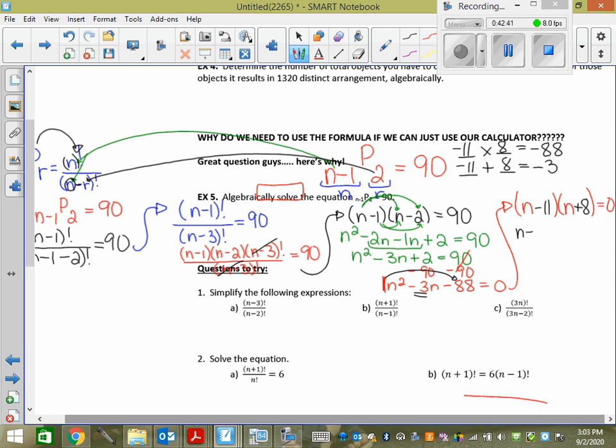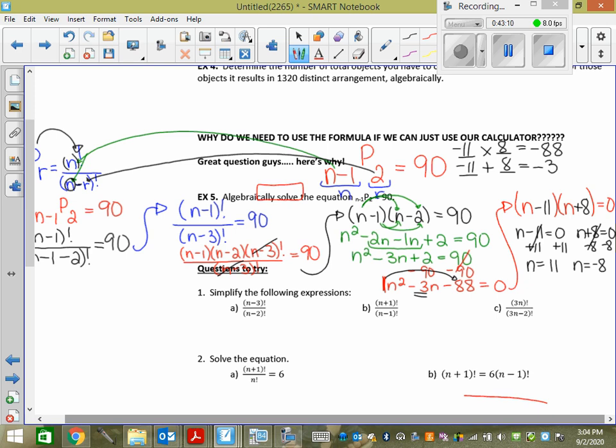N minus 11 equals 0. N plus 8 equals 0. Add 11. N equals 11. Subtract 8. N equals negative 8. What do we do then? We could check it, and I'll show you how.